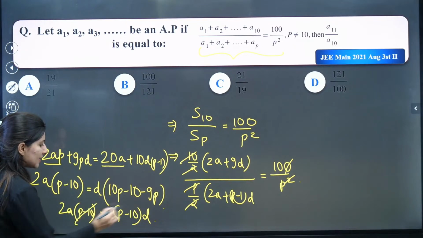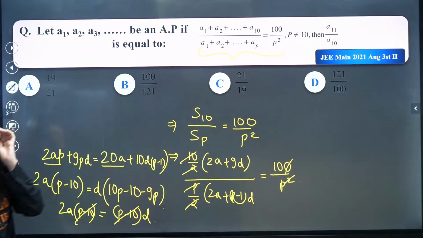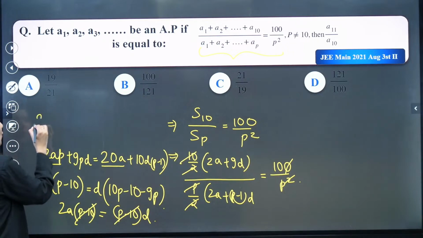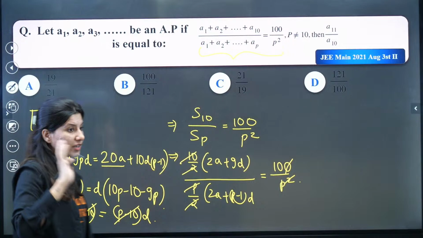Can you see P minus 10? P minus 10 can be cancelled out because P is never equal to 10. So 2A and D are equal. Clearly, 2A is equal to D. That is one thing which we have. The equation is telling me that 2A and D are equal.